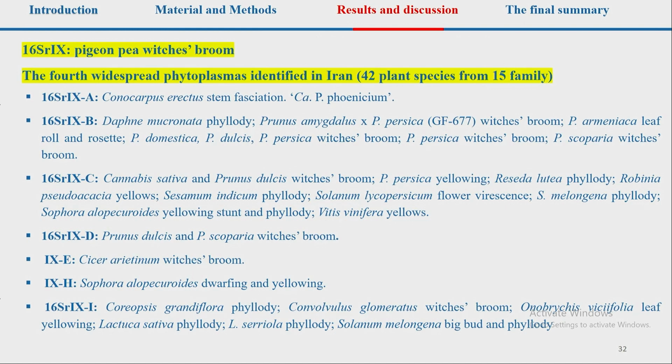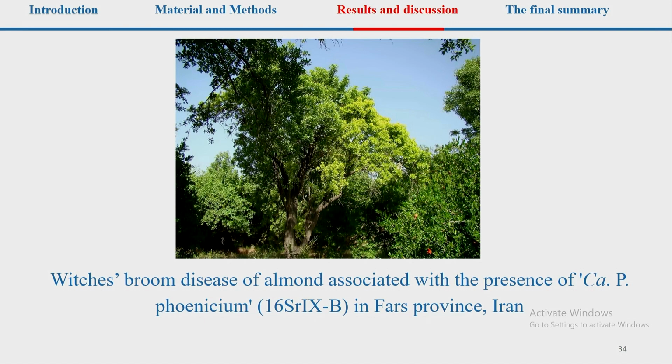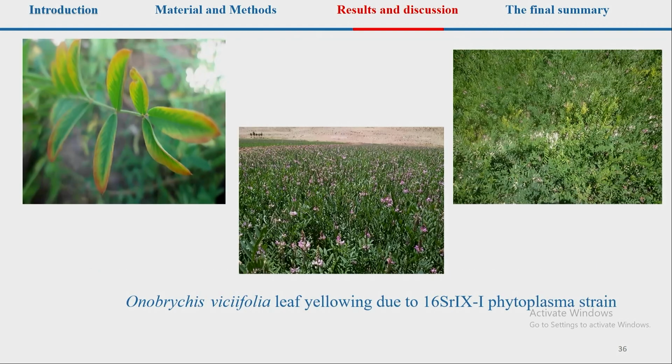Pigeon pea witches' broom group is the fourth widespread phytoplasma infecting in Iran. Subgroups A, B, C, D, E, H, and I. A number of phytoplasmas reported from Iran and plant families belonging to group 9, which is witches' broom disease of almond associated with Candidatus phytoplasma phoenicium. Peach witches' broom is associated with this phytoplasma, and also another phytoplasma associated with a different group. Onobrychis viciifolia, a new subgroup, subgroup I, yellowing and reddening of the leaves. This is a healthy farm.